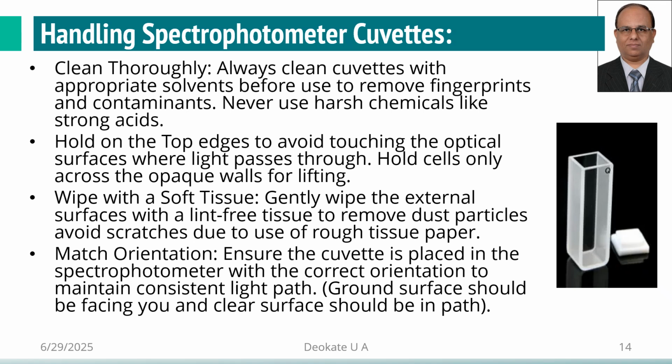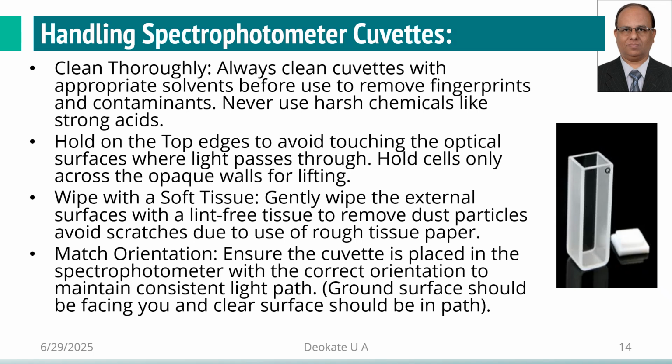Whenever you are placing the cuvette in the compartment, you have to see that the plane surface should be in the path of light. By facing the ground surface towards you, you can keep the plane surface in the path of light. Wipe with soft tissue. Gently wipe the external surfaces with lint-free tissue to remove dust particles. Avoid scratches due to the use of rough tissue paper. Simple tissue paper is not useful. You have to use a soft tissue paper to clean the surface of these cuvettes.